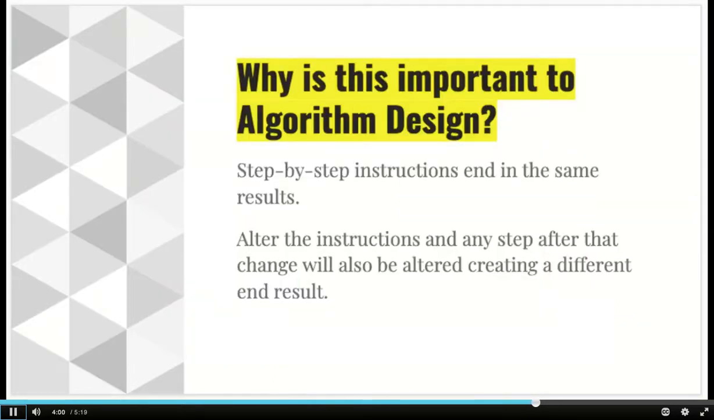So why is this important to algorithm design? So you see, the first cake I made turned out exactly like the recipe because I followed step-by-step instructions that I could repeat over and over and get the same results every time. When I removed one thing from that design, I altered any step taken after that removal. Therefore, the end result would not be what was expected or planned.